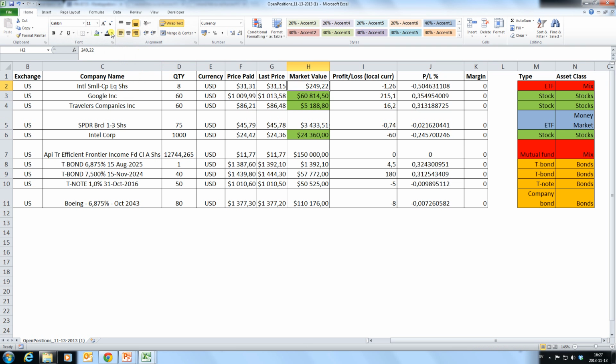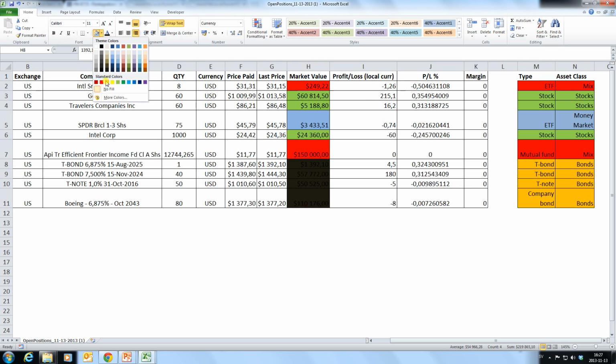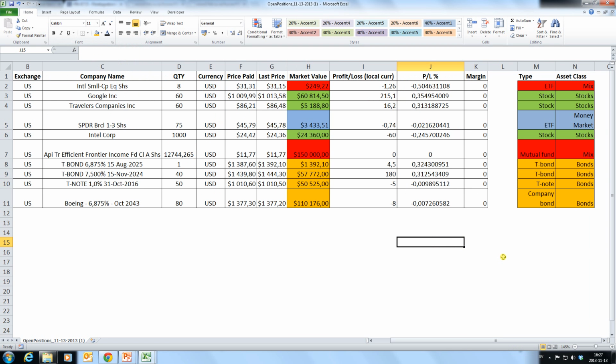I will make it red if it's one of the mixed classes where I need to check what they consist of. I will mark it with blue if it is money market, and I will mark it with orange if it's bonds. Okay, so now I have a bit better picture of what is stocks. It's these 3 guys, and what is bond, it's these 4 guys, and what is money market.